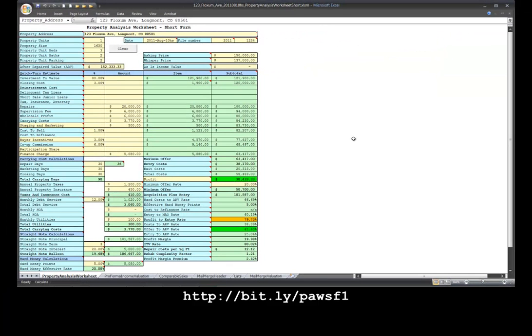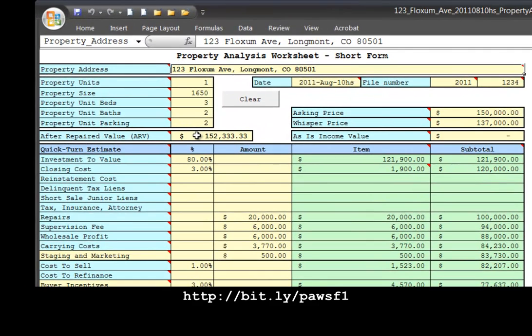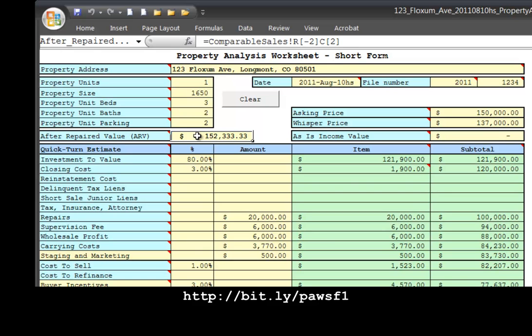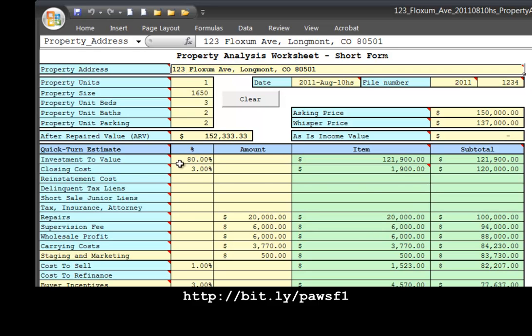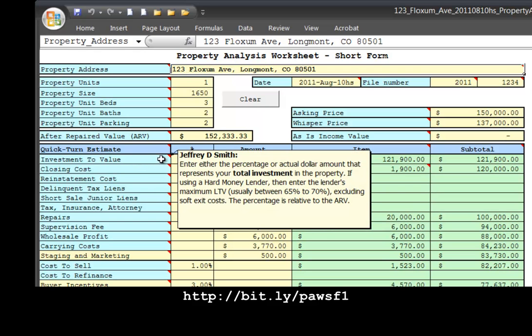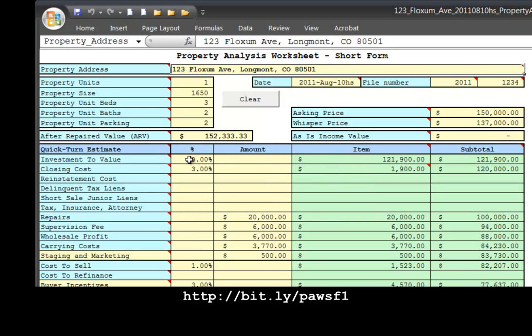Back on the main worksheet, we have the property address, and this is a 1-unit property, 1,650 square feet, 3 beds, 2 baths, 2 parking. The after repaired value is a formula reference over to the comparable sales page. We also have down here the investment to value, which is simply 80% of the after repaired value. This represents the all-in on the investment.